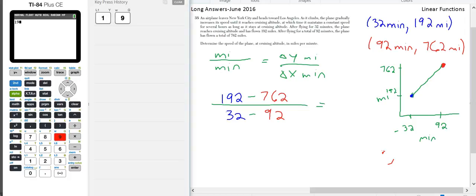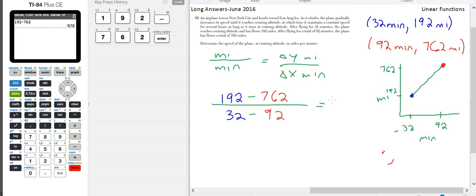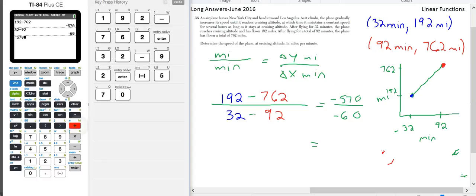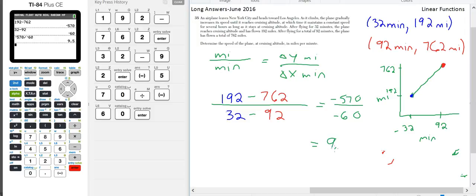192 minus 762 is negative 570. 32 minus 92 is negative 60. And let's reduce this. Negative 570 divided by negative 60 is 9.5. So the speed of the plane at cruising altitude is 9.5 miles per minute.